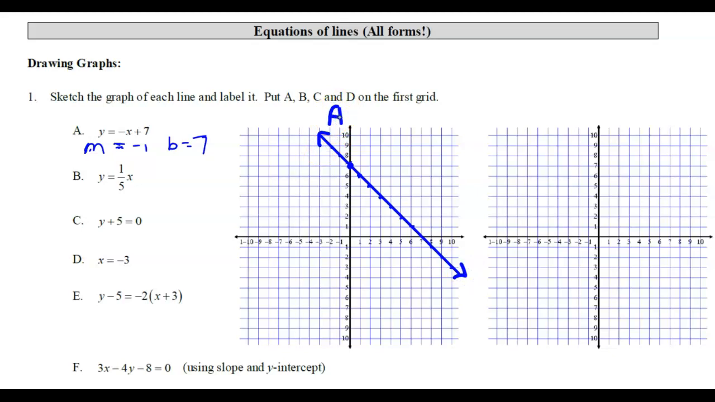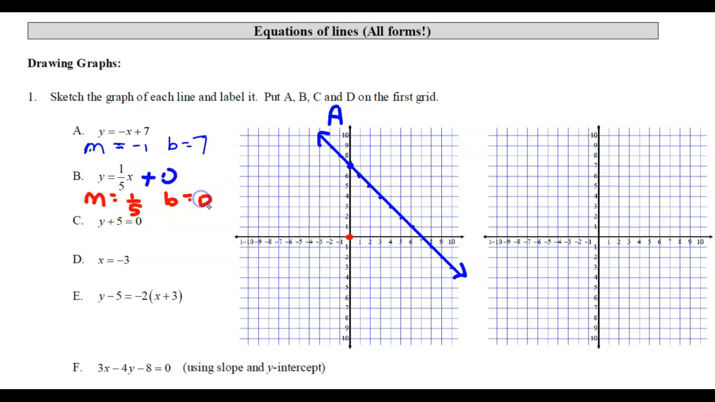Okay, next one is B. So take a look. In B, there's just an x term, no constant term. So what's the y-intercept if there's no constant term? It's 0, right? It's like 1/5 x plus 0. We just don't show it like that because that's not in simplest form. But that means, I'm going to switch to red, that it's going to go through the origin because the y-intercept is 0. So here the slope is 1/5 and the y-intercept is 0.